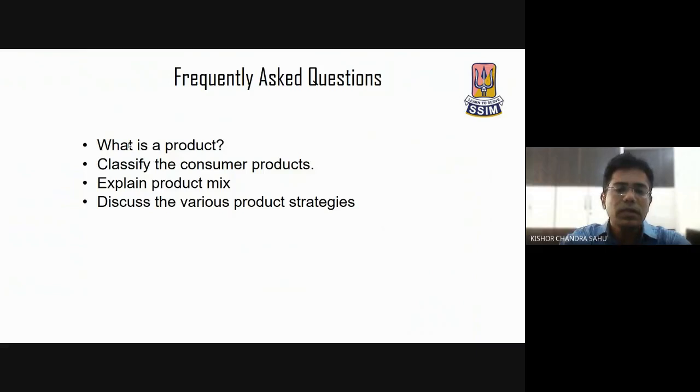So typically the questions asked in this topic are: what exactly do you mean by product? What's your understanding? Classify the consumer products, or explain the product mix, as I told, the product width and depth, or product line width and product line depth, and the different product strategies which marketers adopt to achieve their organizational objectives. So that's about product: a very basic understanding of product items, product lines, the classifications of consumer and business products, and finally the different product strategies adopted by marketers.